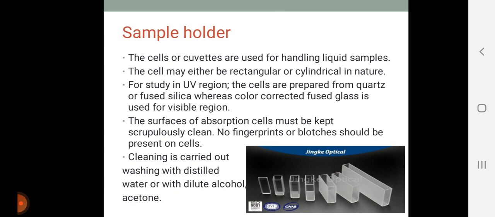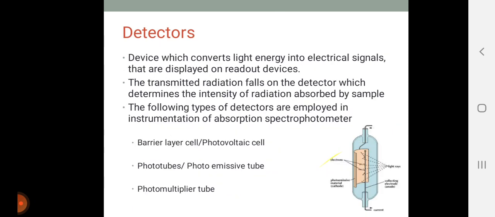Sample holder. The cells, or cuvettes, are used for handling liquid samples. The cell may be either rectangular or cylindrical in nature. For studying the UV region, the cells are prepared from quartz or fused silica, whereas color-corrected fused glass is used for the visible region. The surfaces of absorption cells must be kept scrupulously clean. No fingerprints or blotches should be present on the cells. Cleaning is carried out by washing with distilled water or with dilute alcohol or acetone.